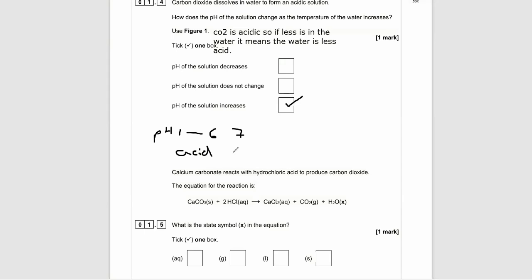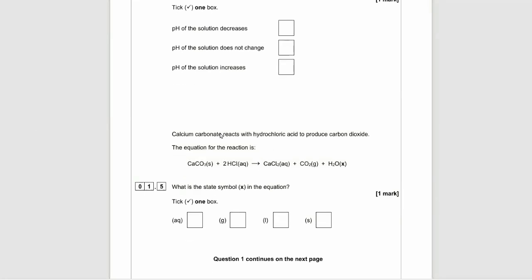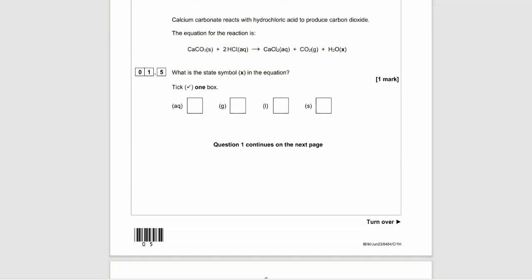And as you go higher, as the pH increases, you go to neutral, which is pH 7, then weakly alkaline, pH 8, and then right to the strongest alkaline or strongest base, pH 14. So as you get less hydrogen ions in the water, you go higher up towards pH 14. More hydrogen ions in the water, you're closer to pH 1.